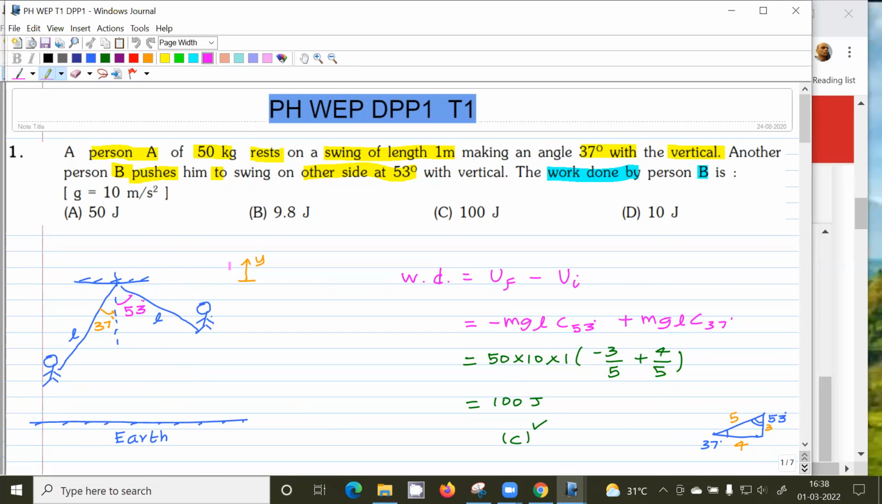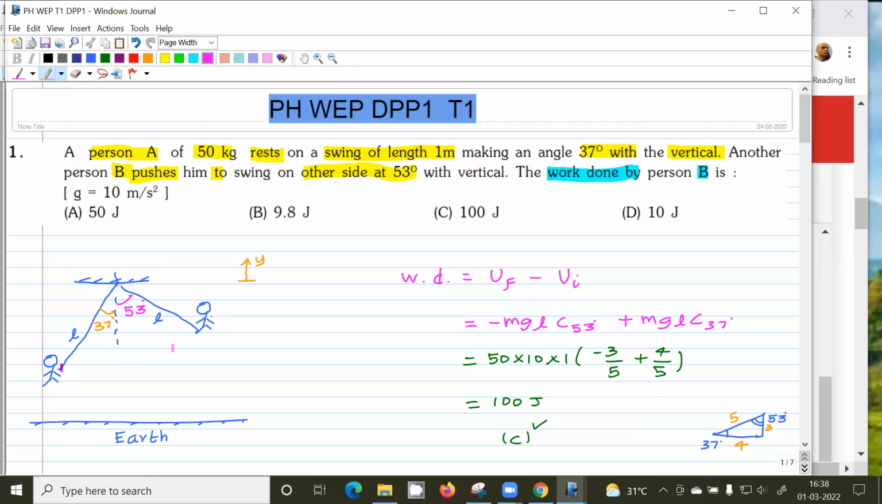After reading the question, you have to make a small diagram like this. Otherwise, you'll make mistakes. So this is the situation, right? Initially, the swing is at 37 degrees, and this person is pushing it so that it will go on the other side to 53 degrees. The length of the rope will be the same.